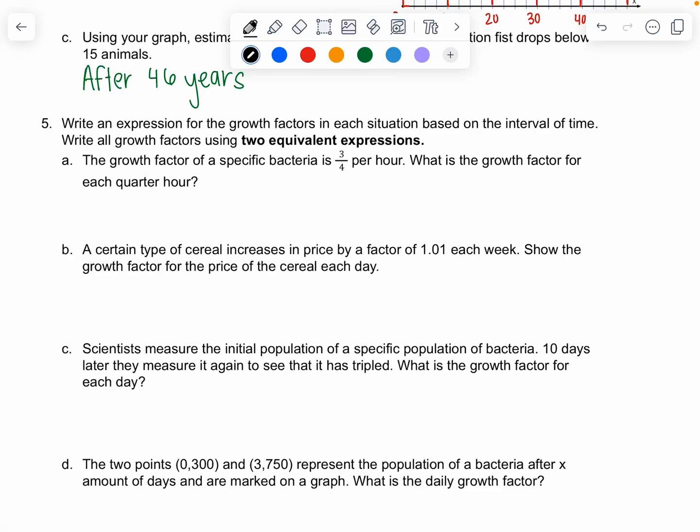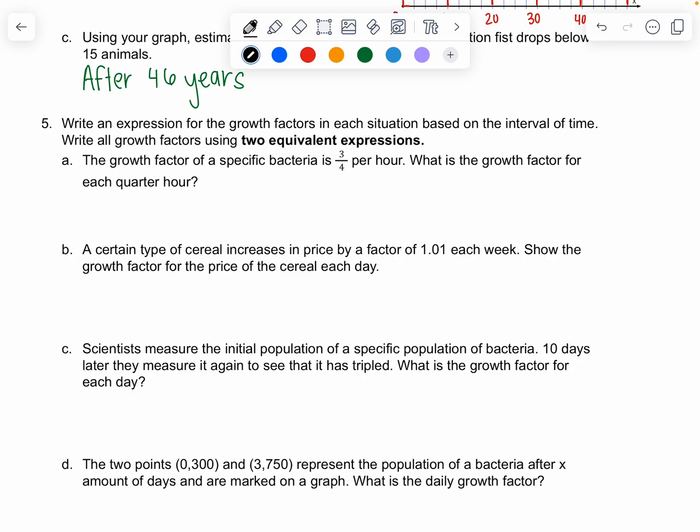Here is part 2, starting with number 5 of the 4A Algebra 2 review for the exponential functions unit. Here we're going to write the growth factor or the decay factor for each situation, and we're going to write it in 2 equivalent expressions. And that basically means there's the exponential way with the exponent to write it, and there's the radical way with a radical.